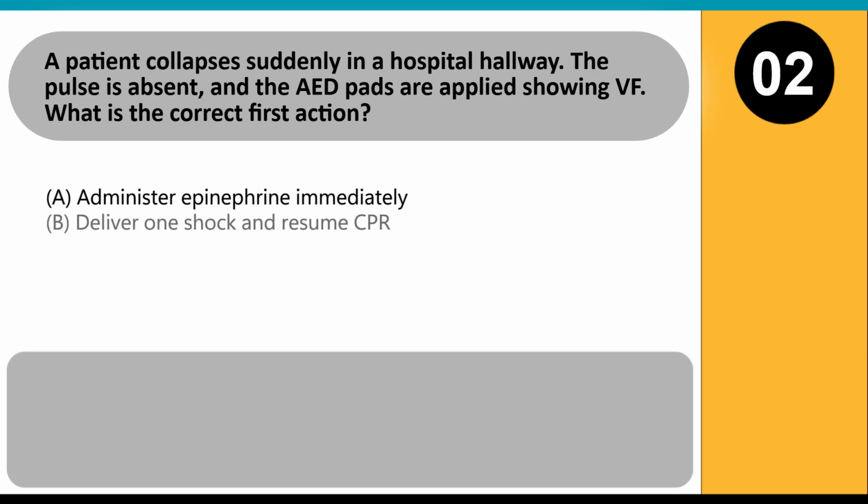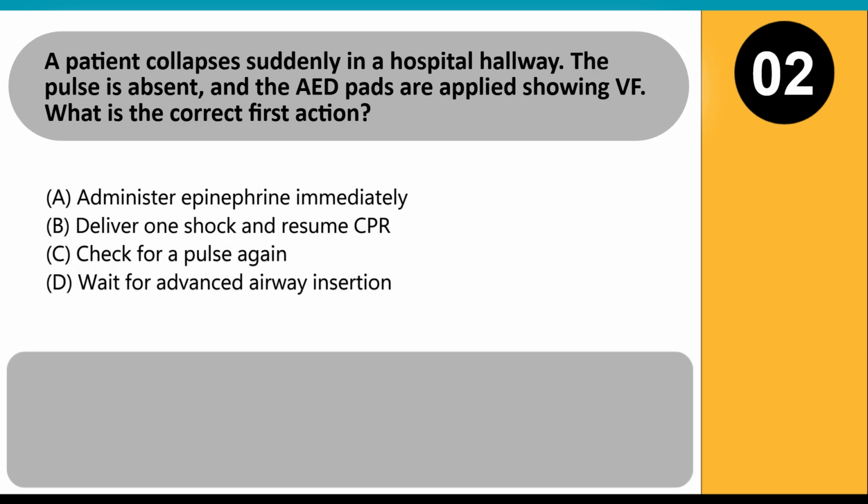A patient collapses suddenly in a hospital hallway. The pulse is absent, and the AED pads are applied showing VF. What is the correct first action? A. Administer epinephrine immediately. B. Deliver 1 shock and resume CPR. C. Check for a pulse again. D. Wait for advanced airway insertion.